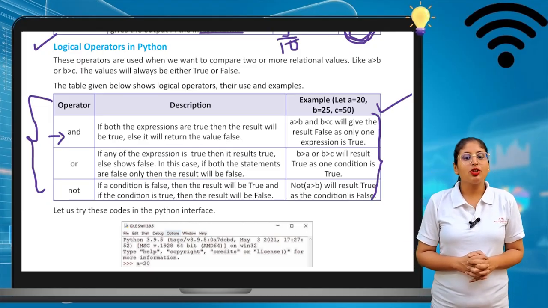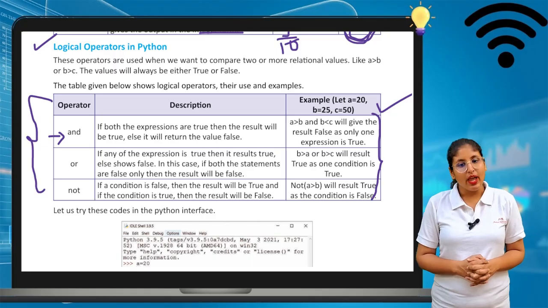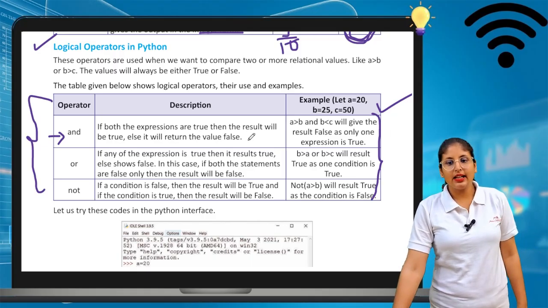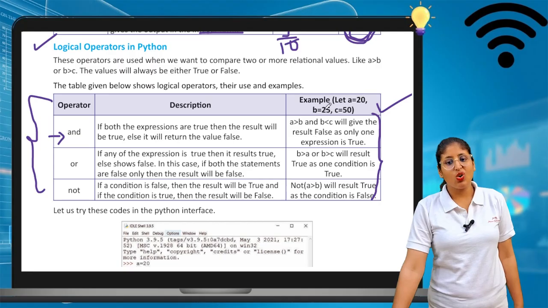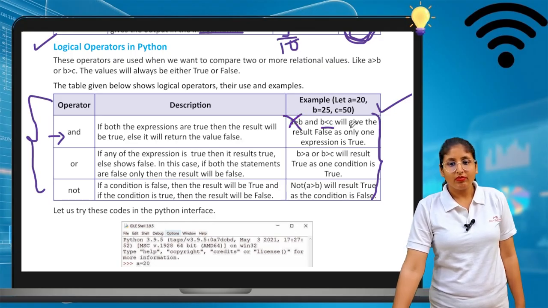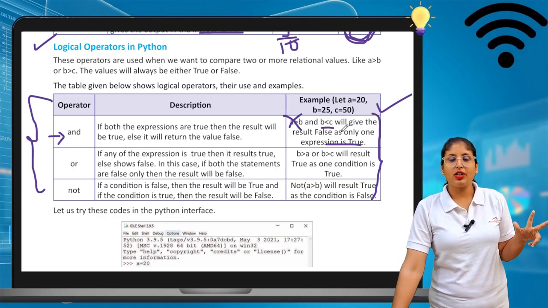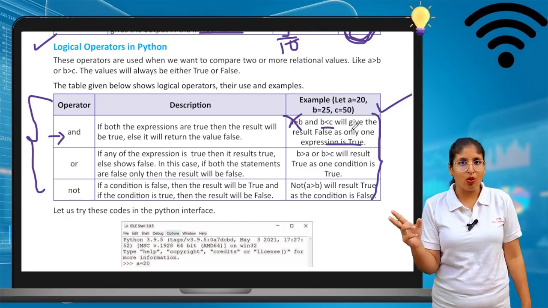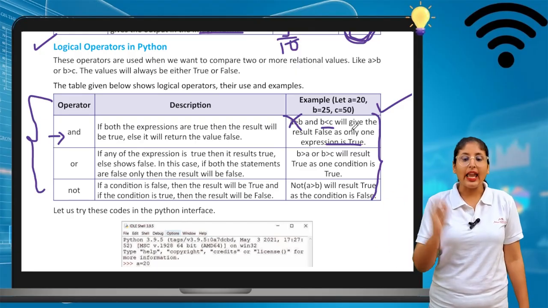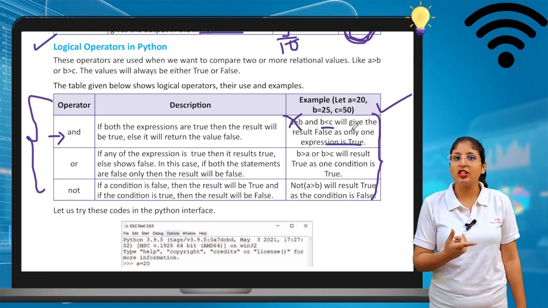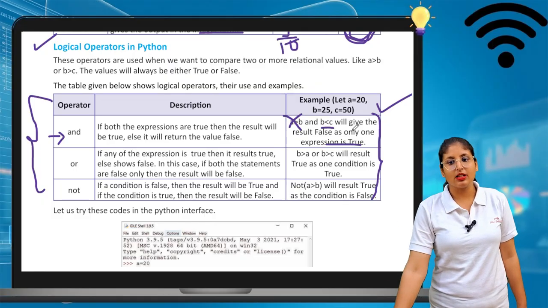If both the expressions are true, then the result will be true, else it is false. See, A is greater than B. No, it is not true. B is smaller than C. Of course, this statement is true, but the first statement is false. So that's why we write false, as only one expression is true. Only the second expression is true, in which B is smaller than C. But A is not greater than B. So the first expression is false, and that's why we can say this whole expression is not true.